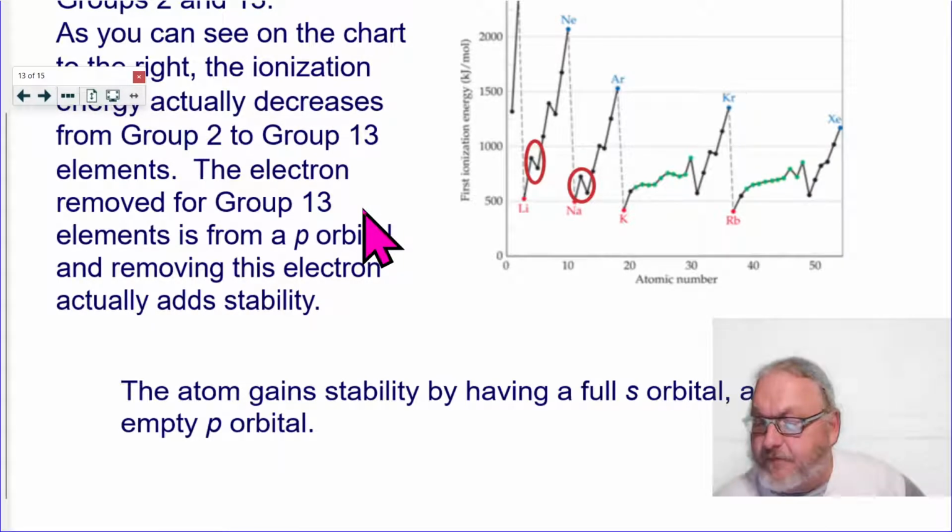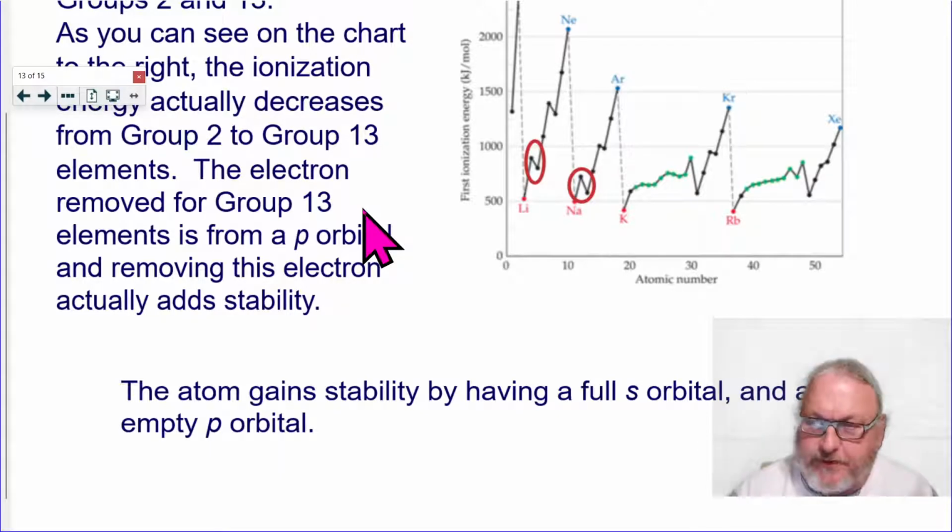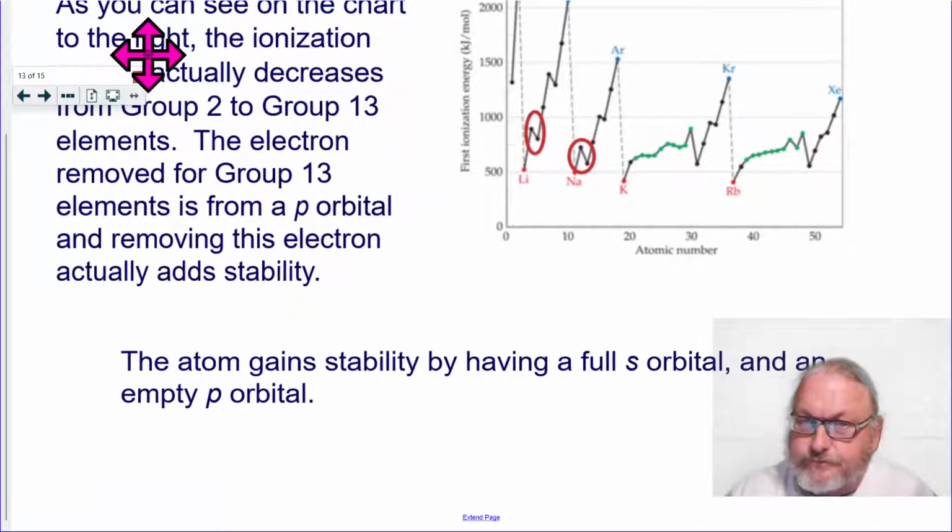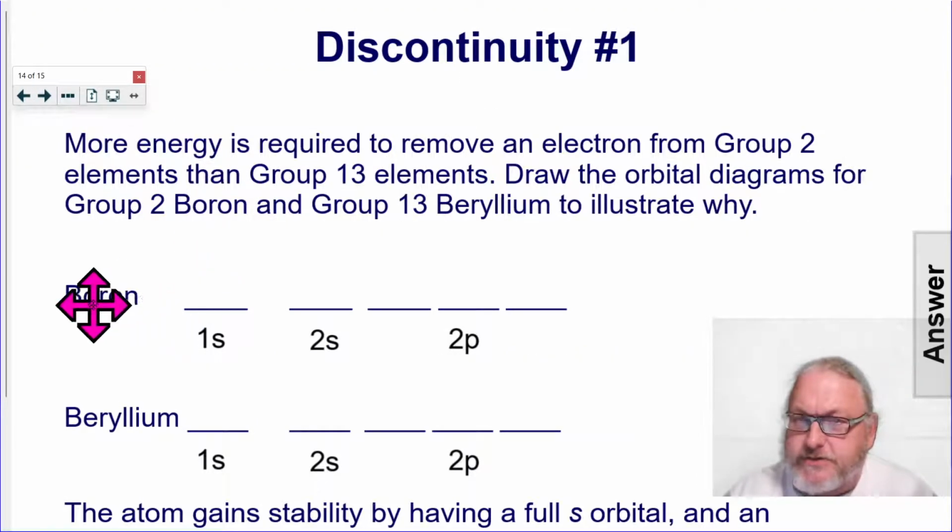Whenever you have a full p orbital, all right, you actually have some stability, versus with an empty p orbital. So that's good. Makes it happy. Other discontinuities.